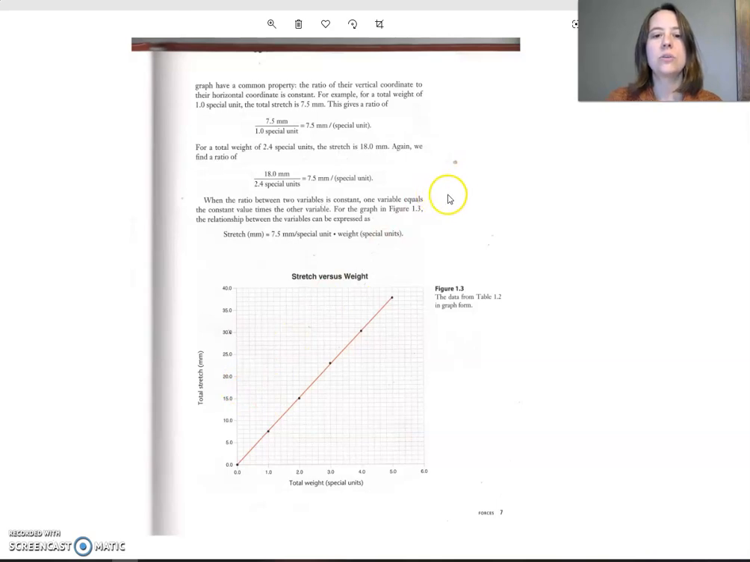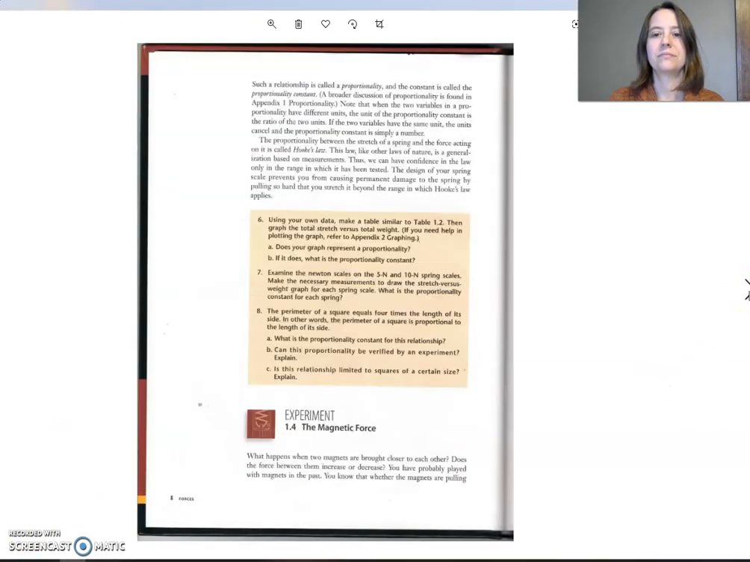When the ratio between two variables is constant, one variable equals the constant value times the other variable. For the graph in figure 1.3, the relationship between the variables can be expressed as stretch in millimeters is equal to 7.5 millimeters per special unit times the weight in special units. So let's come down and look at the graph a little bit more. Great, please do a digital post-it note.